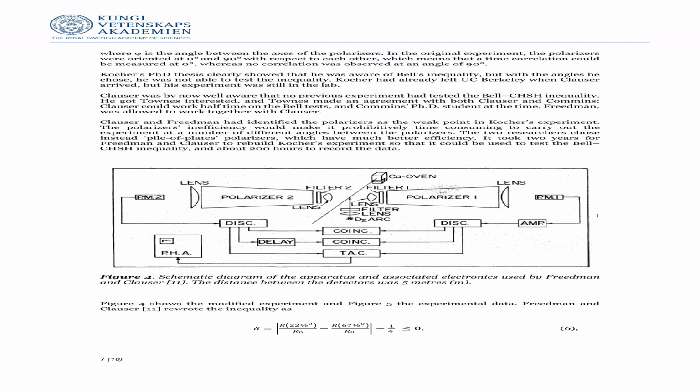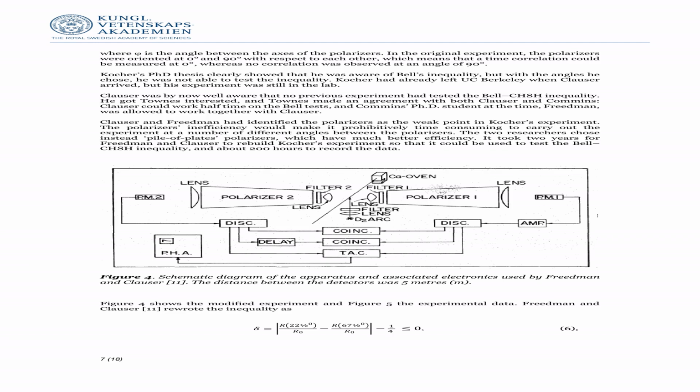Kocher had already left UC Berkeley when Clauser arrived, but his experiment was still in the lab. Clauser was by now well aware that no previous experiment had tested the Bell-CH-SH inequality. He got Townes interested, and Townes made an agreement with both Clauser and Cummins. Clauser could work half-time on the Bell tests, and Cummins' PhD student at the time, Friedman, was allowed to work together with Clauser. Clauser and Friedman had identified the polarizers as the weak point in Kocher's experiment.